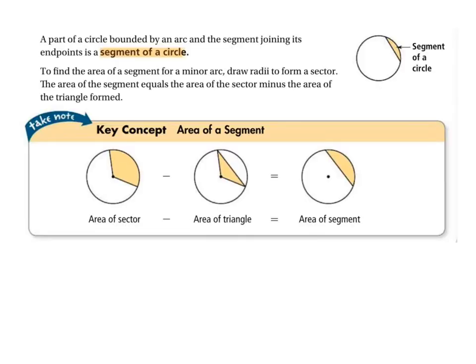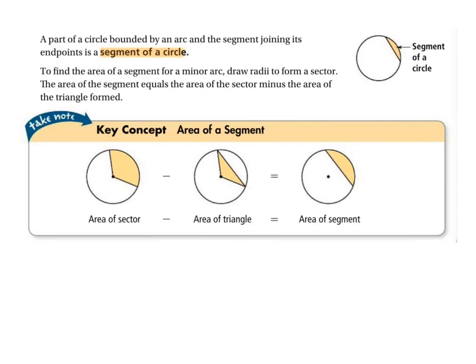Okay, so this is where it might start to get a little bit, not harder, I mean, I think you can do it, but just a little bit more of a challenge. So watch what they say here. Part of a circle bounded by an arc and a segment joining its endpoints is a segment of a circle.